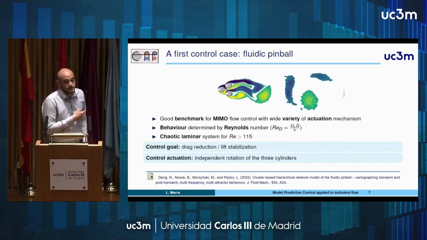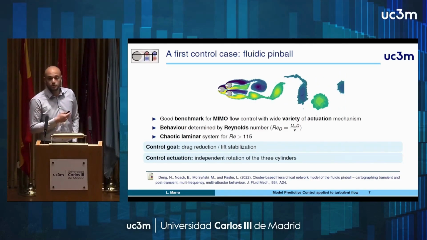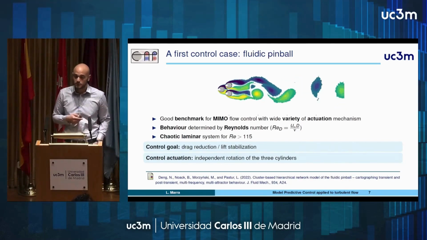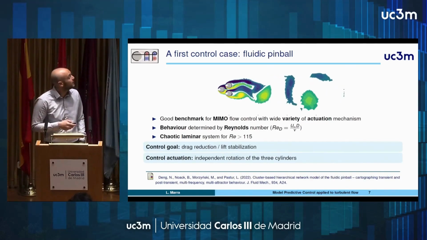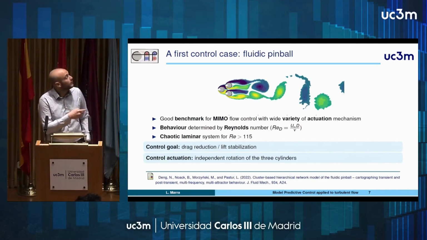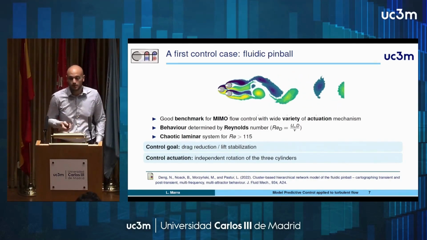And this is the fluid pinball, the problem I was telling you about. It's a fluid dynamic problem, 2D laminar chaotic, but with a simple dynamics. Actually, we selected it because it has a really wide actuation space. And basically, there are 3 cylinders put at the vertices of a triangle. We can select independently the rotation of the 3 cylinders here, and this will be our control action.